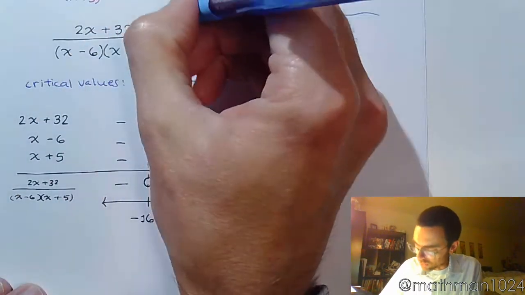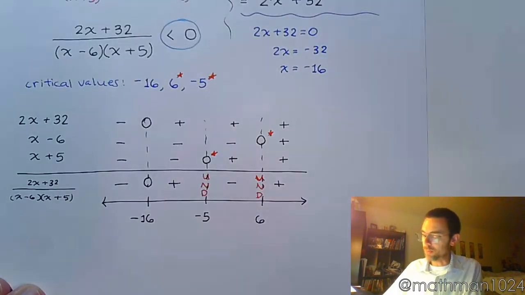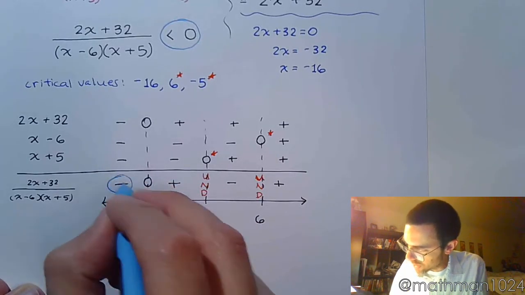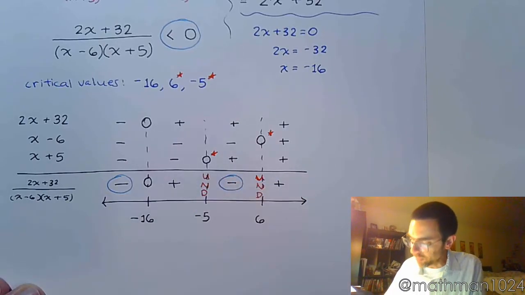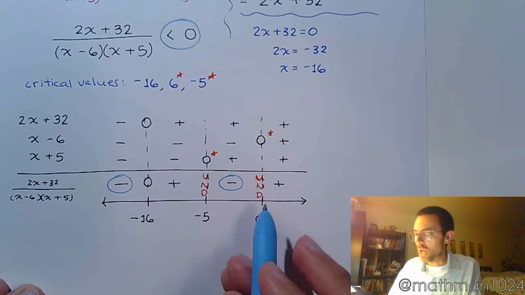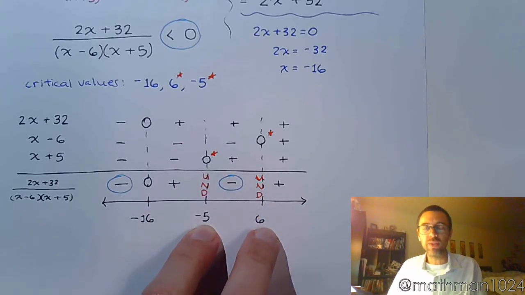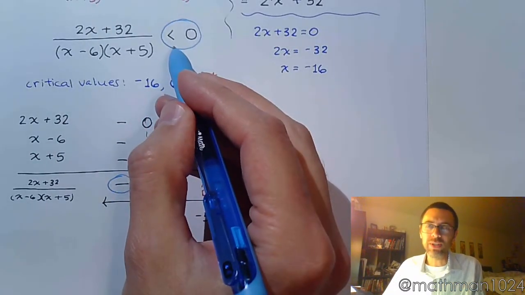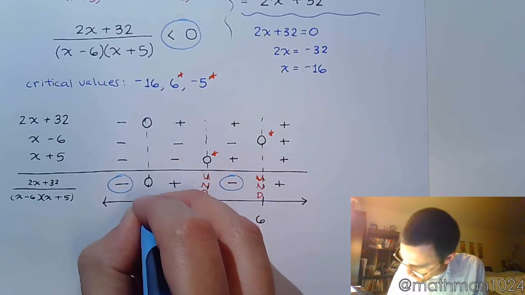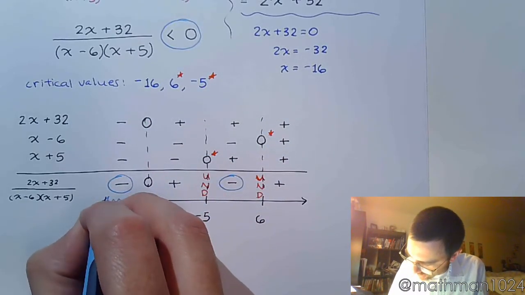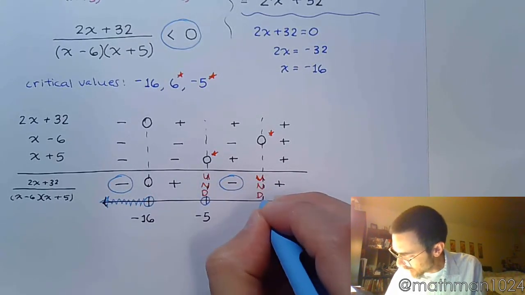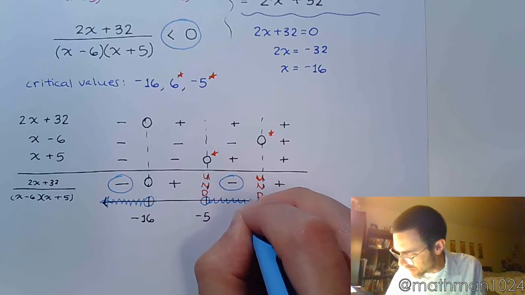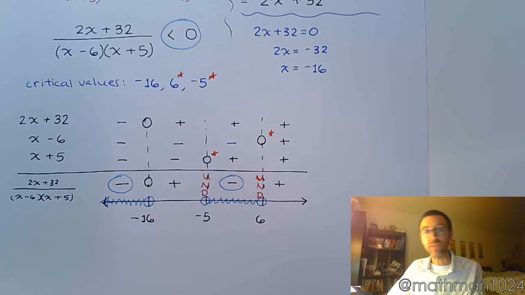This inequality was looking for those values where you are less than 0. So we're looking for just the negative regions. So right here and right here. Notice there's nothing that says you could be equal to 0, so we won't be able to include any of these endpoints. We couldn't include these anyway because they would have made the expression undefined, and negative 16 would have made it equal to 0, but the inequality doesn't allow for that. So my regions will be everything that's to the left of negative 16 and the stuff that is in between negative 5 and 6.